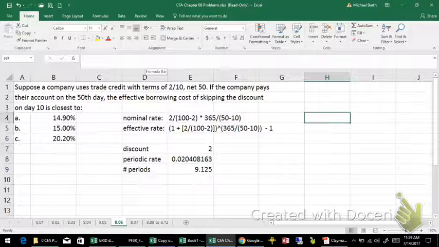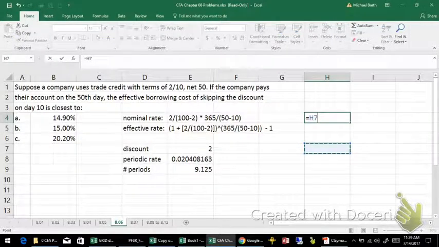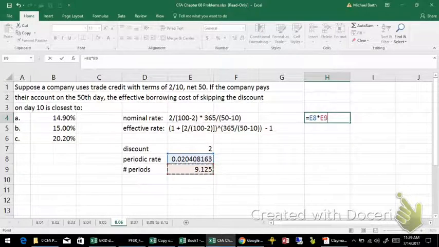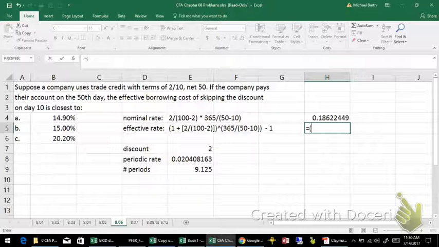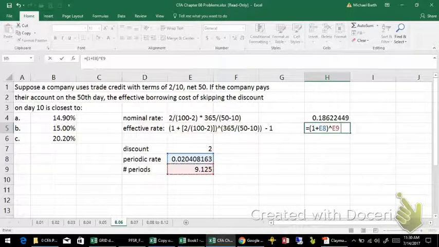To calculate the nominal rate, it's the periodic rate times the number of periods per year. To calculate the effective rate, it's 1 plus the periodic rate raised to the number of periods per year, minus 1.